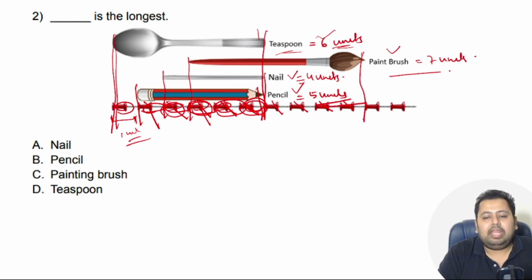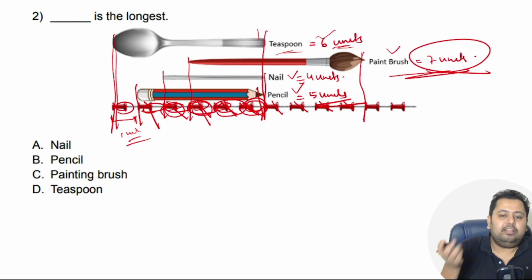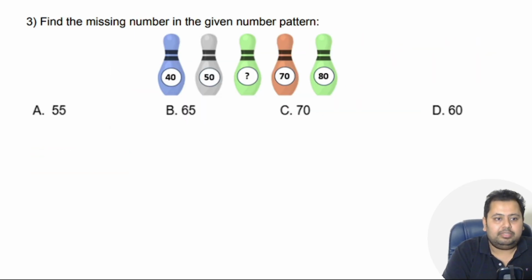So pencil is 5 units long. Because paintbrush is 7 units and 7 is greater than 6, 5, and 4, paintbrush is the longest. So option C is your correct answer. If you got it correct, give yourself a star. We move to question number 3 now.